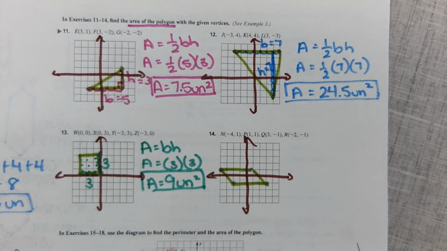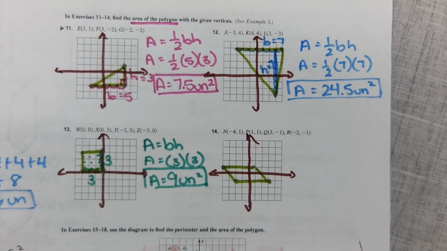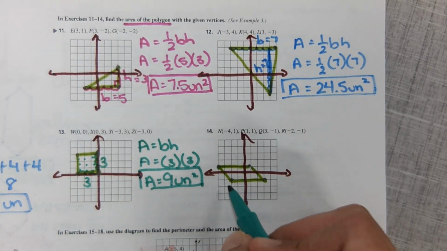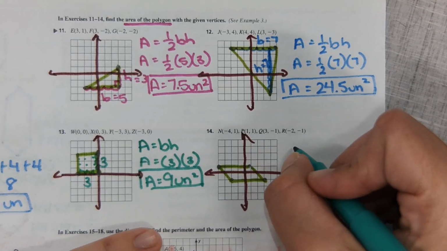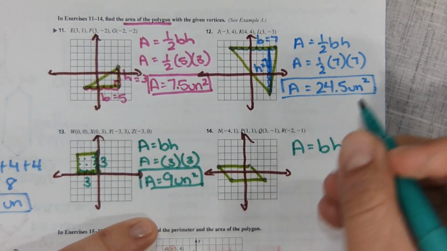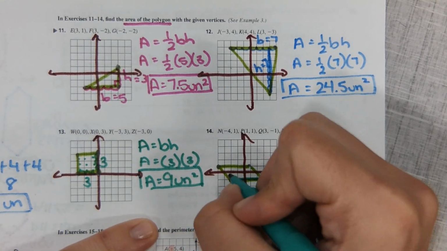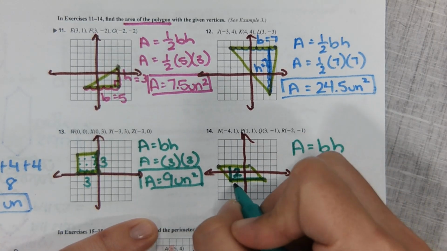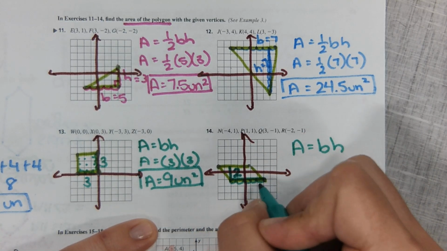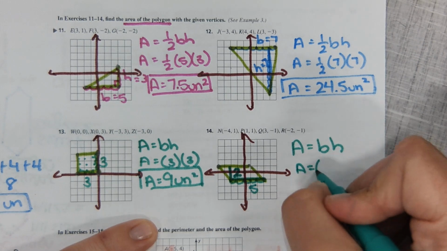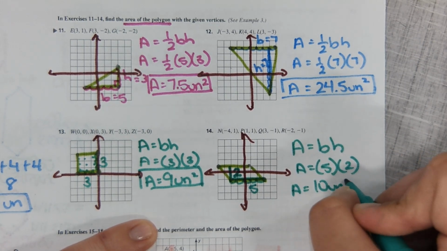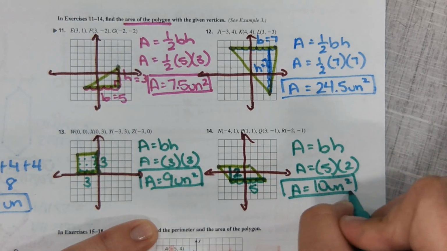And last one we're doing together is number 14. It's a parallelogram, meaning that the opposite sides are parallel and equal. The area of a parallelogram is just base times height, this being the base, and then the height is perpendicular height. So our perpendicular height is 2 units. The base is 1, 2, 3, 4, 5. Area equals 5 times 2. Area equals 10 units squared, like that. Okay.